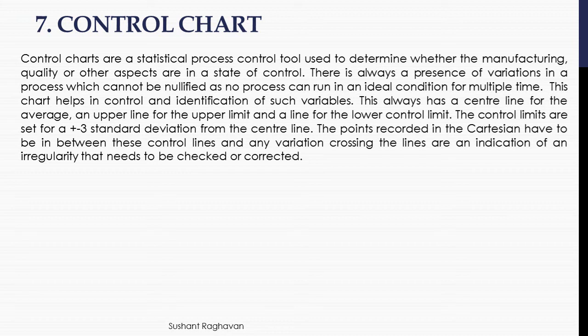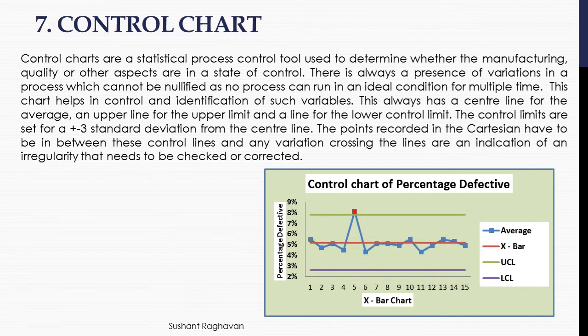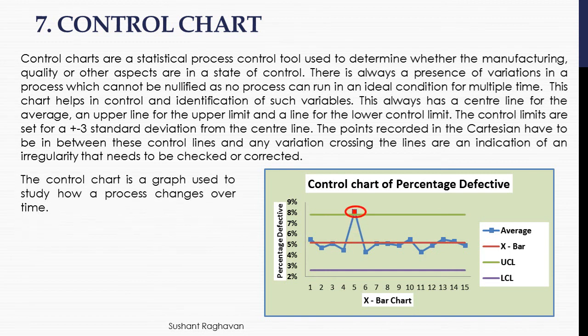The points recorded in the Cartesian plane have to be in between these control lines, and any variation crossing the lines is an indication of an irregularity that needs to be checked or corrected. Below is a control chart of percentage defective showing a process going above the upper control limit and needs attention in controlling the quality. The control chart is a graph used to study how a process changes over time.